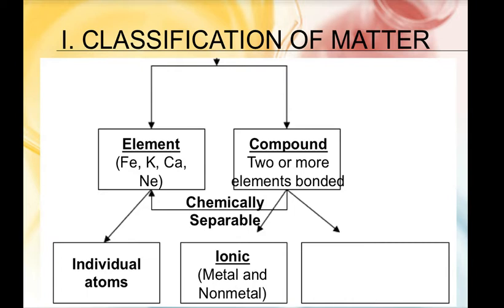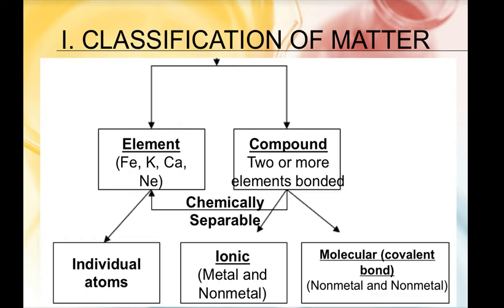Compounds can be either ionic, which means you have a metal and a nonmetal, which is a review of the unit on bonding, or you can have molecular compounds, which are composed of only nonmetals. So this is really just a review of a couple of the previous units.